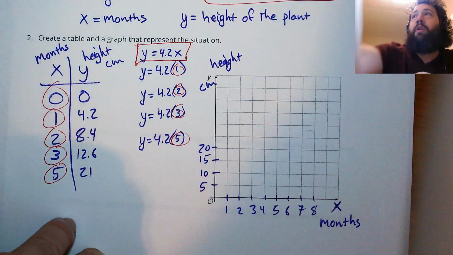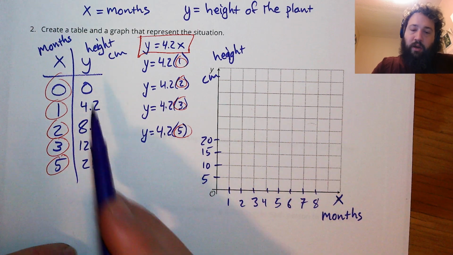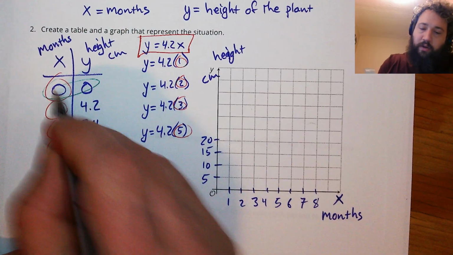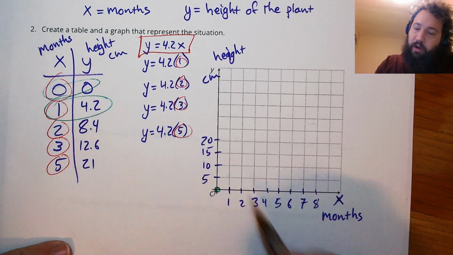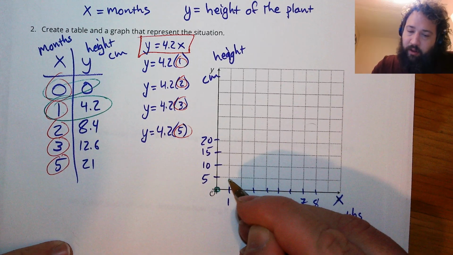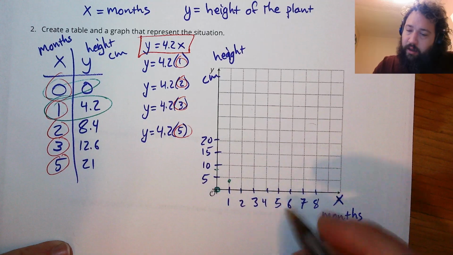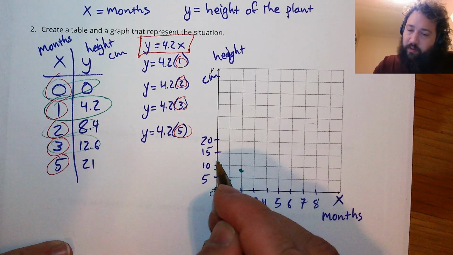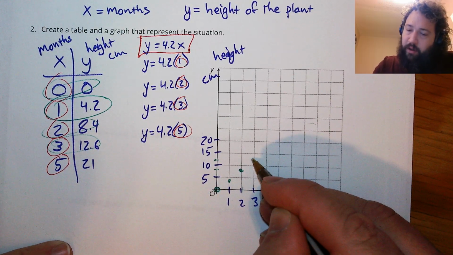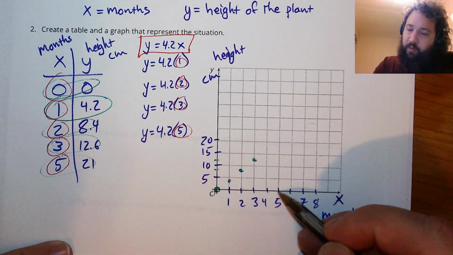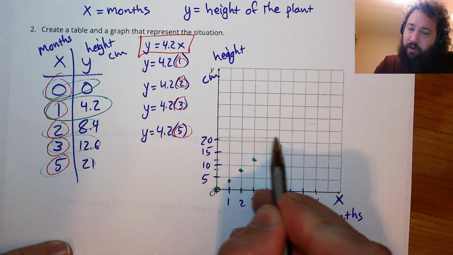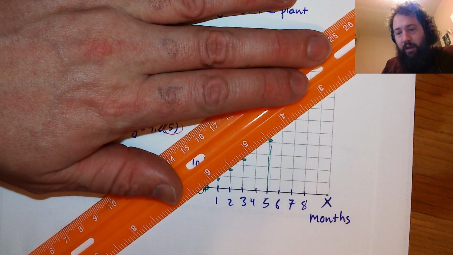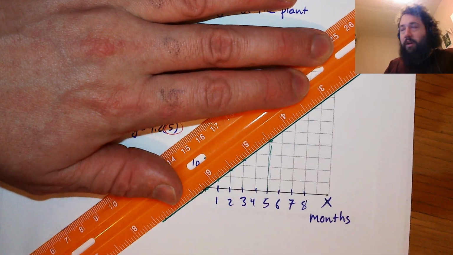And then I'm going to go ahead and put these dots on there. So 0, 0 is going to be here. 1 and 4 is going to be about there. 2 and 8 is going to be about here. 3 and 12, so 12 would be about here. And 5 and 21, I'm jumping up to 21. Are these all staying on the same line? It does look like I'm graphing nicely.